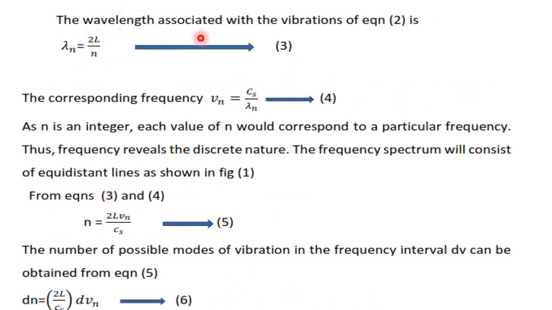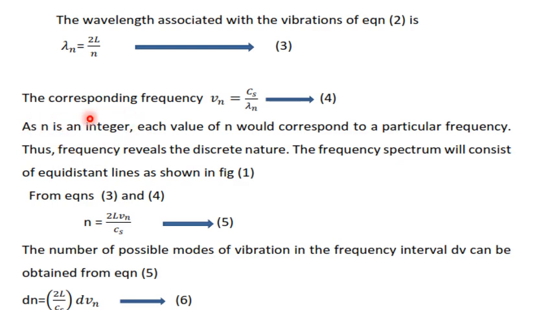When the string vibrates, what will be the wavelength associated with the vibration? Lambda n is equal to 2L by n. The corresponding frequency will be nu n is equal to Cs by lambda n. We know nu is equal to C by lambda; that is the formula here. Nu n is equal to Cs divided by lambda n, where Cs is the propagation velocity and lambda n is the wavelength associated with it.